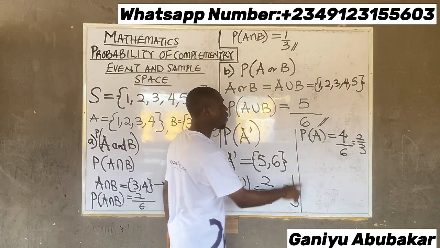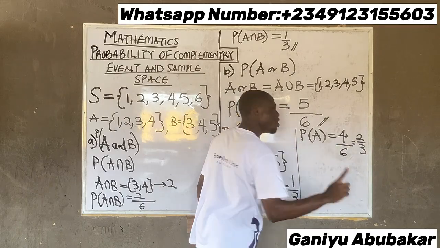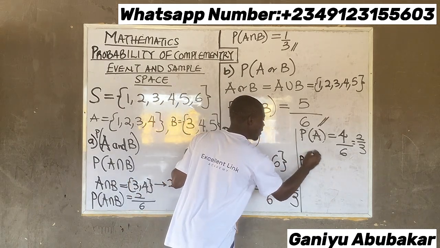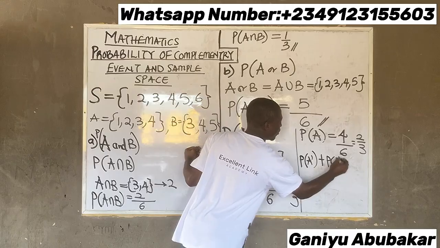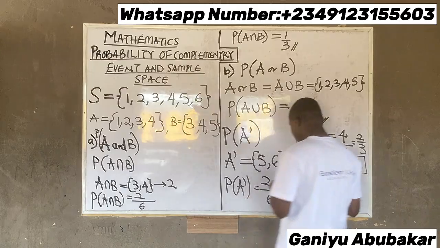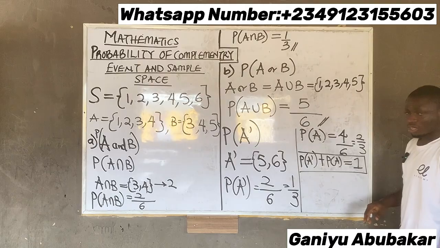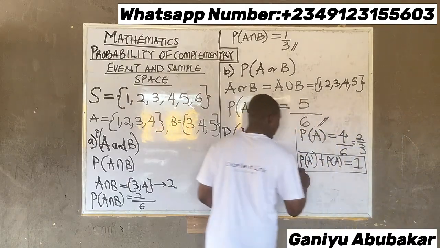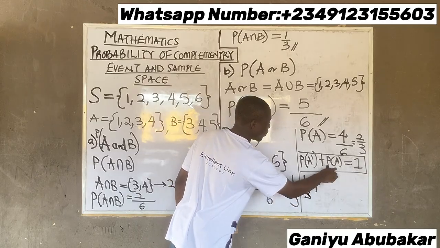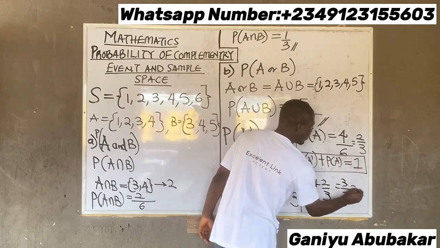Now, why I'm saying this is because, if you observe, the probability of the complement of A plus the probability of A should be 1. This is a principle: if you add the probability of the complement of an event to the probability of that same event, you have 1. Let's confirm this. The probability of the complement of A is 1 over 3, plus the probability of A, which is 2 over 3. Add them up, this gives you 3 over 3, which is 1.